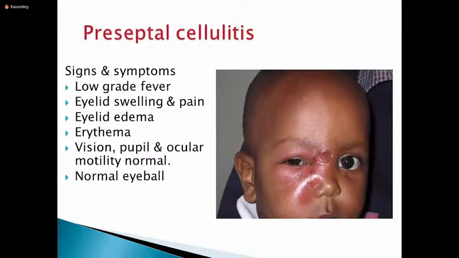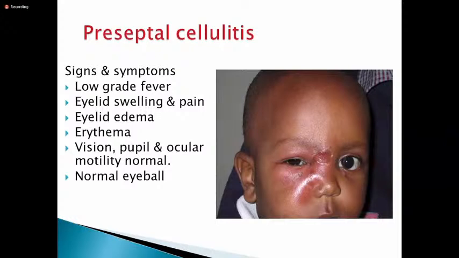In preseptal cellulitis, the patient might have a fever, but it's low grade. They present with eyelid swelling, edema and erythema. But as opposed to orbital cellulitis itself, the vision will be intact, the pupils will be intact, the ocular motility will be intact. So those are differentiating factors between orbital cellulitis and preseptal cellulitis.